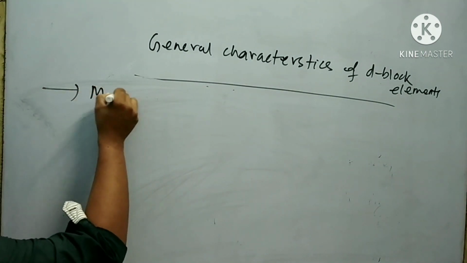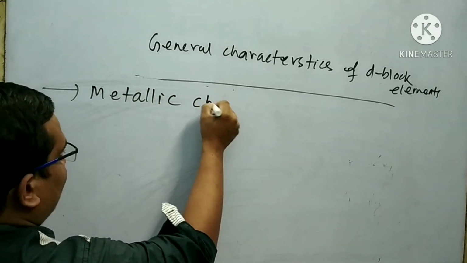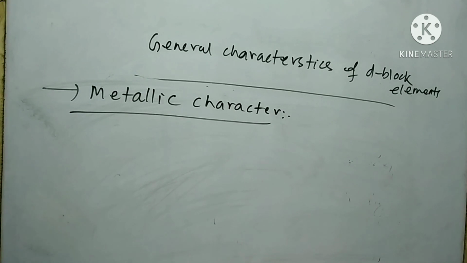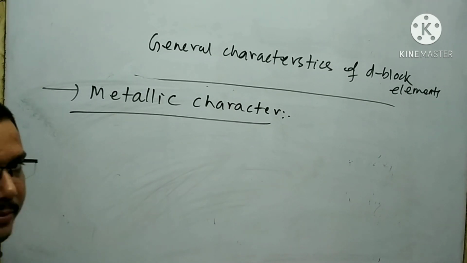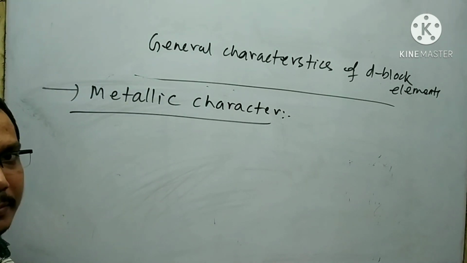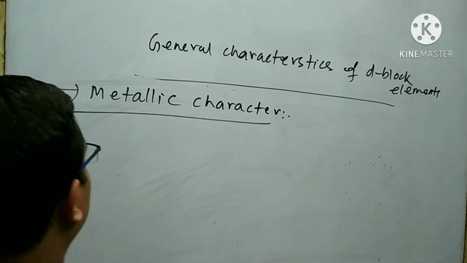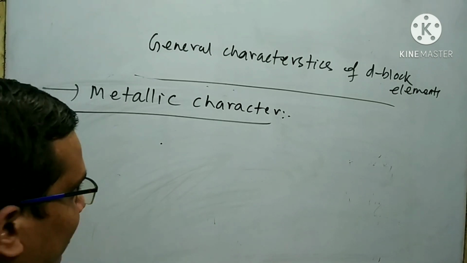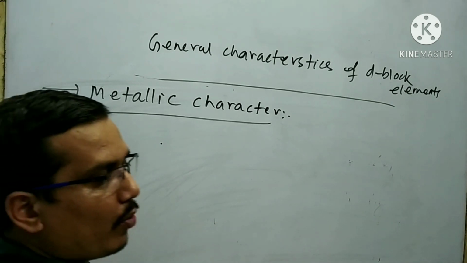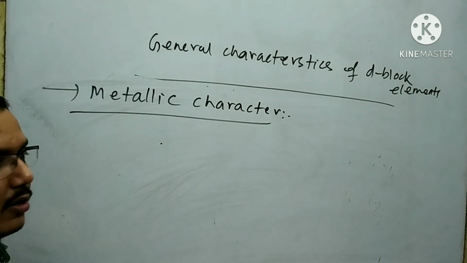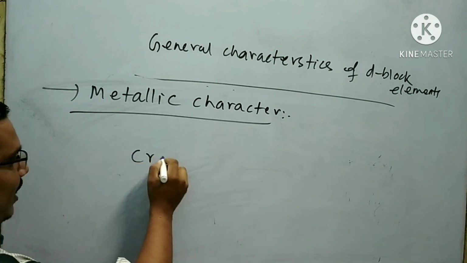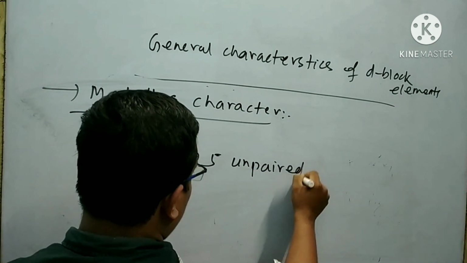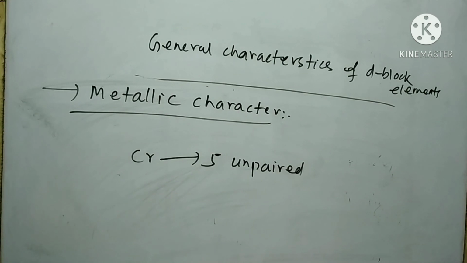Next I will discuss the metallic character. All the d block elements are metals. The d block elements are also hard, rigid, brittle like a metal. The greater the number of unpaired electrons, the more the metallic character. This is due to the greater strength of the metallic bond. We know that chromium has 5 unpaired electrons, so chromium shows high metallic character.